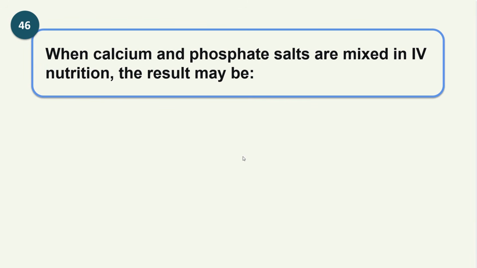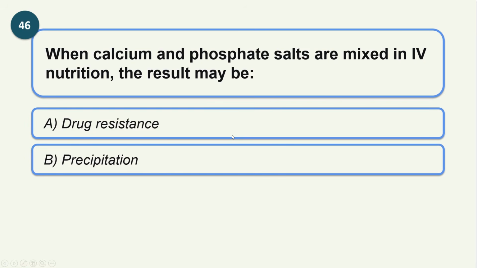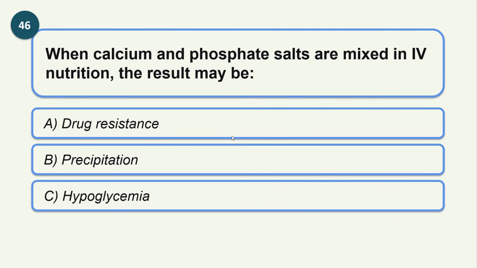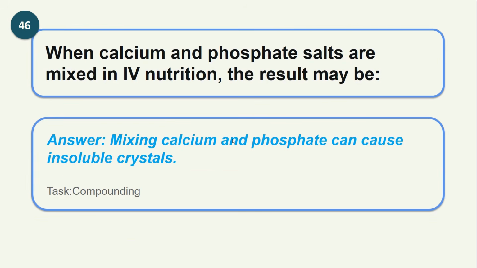Next, when calcium and phosphate salts are mixed in IV nutrition, the result may be: A. Drug resistance, B. Precipitation, C. Loss of potency, D. Hypoglycemia. The correct answer is precipitation. When calcium and phosphate salts are mixed in IV nutrition, that can result in precipitation. Therefore, they should not be combined at the same time.